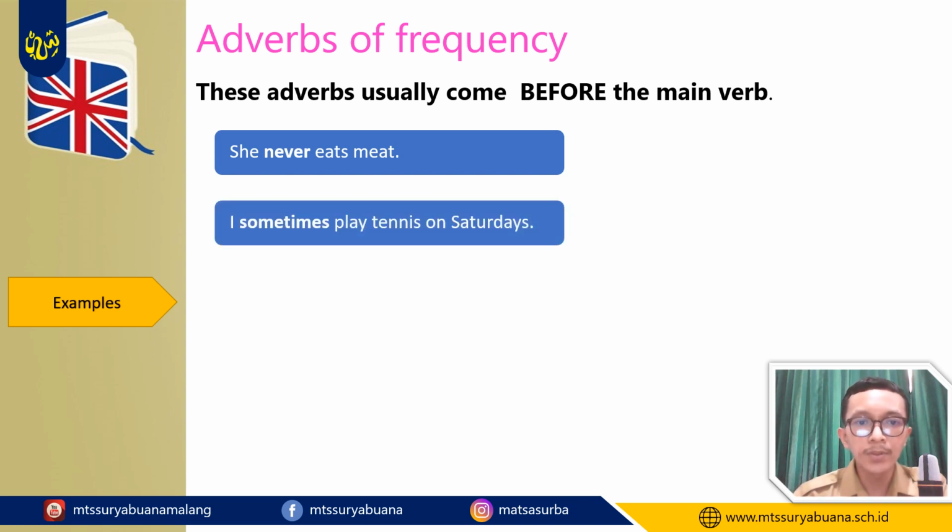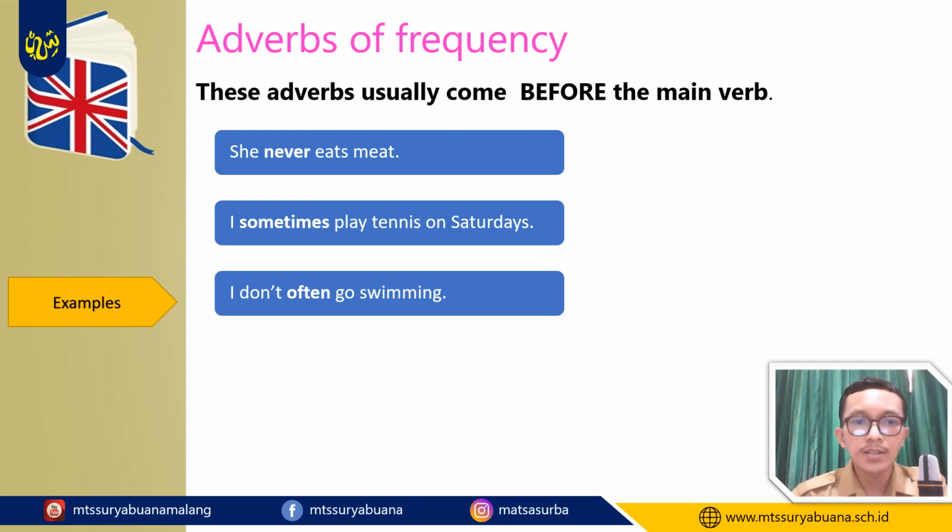Okay, the second example, I sometimes play tennis on Saturdays. We all know the verb in this sentence is play, so don't forget to put the adverb of frequency before the verb, in this case play. I sometimes play tennis on Saturdays. Saturdays here is with S because it means that we play tennis every Saturday, so we can say Saturdays with S.